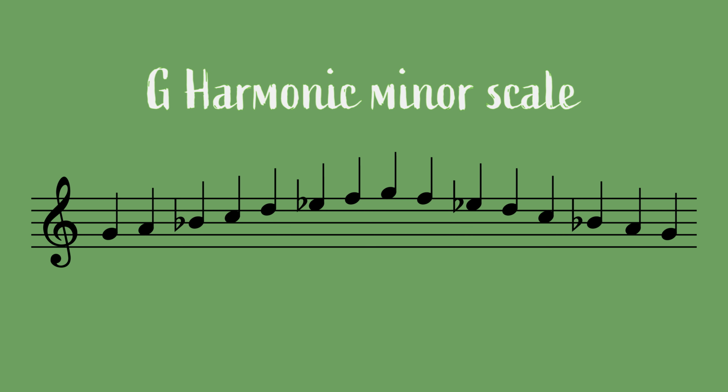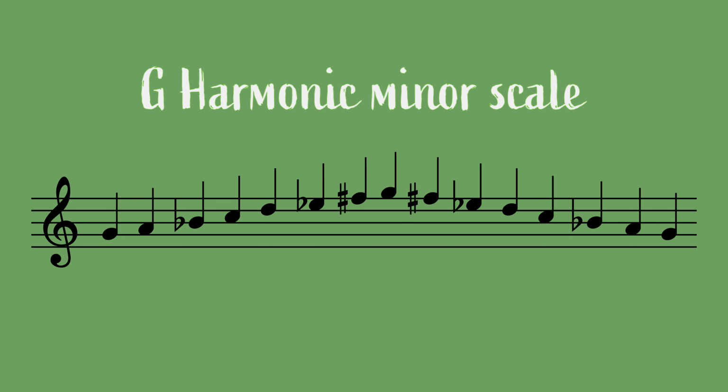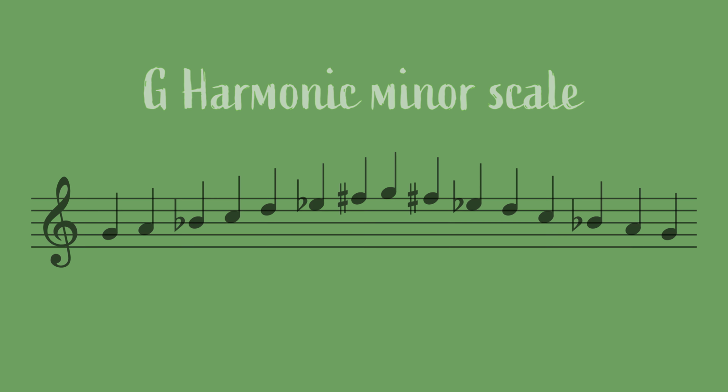Then, for a harmonic minor scale, the difference is that the subtonic is raised by a semitone, so the minor seventh becomes a major seventh, and now it sounds like this. So basically, if you know a natural minor scale, you also know its harmonic equivalent.